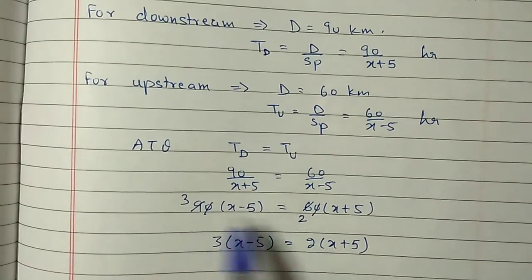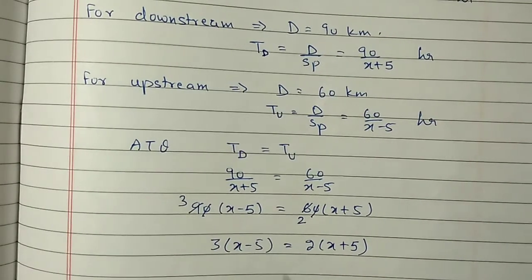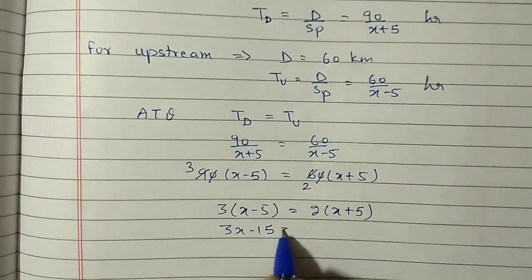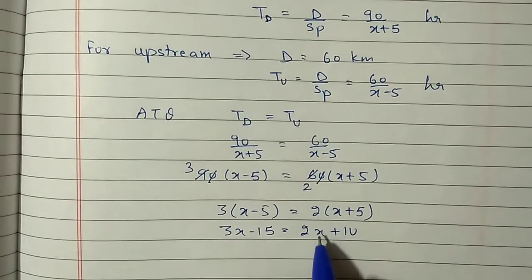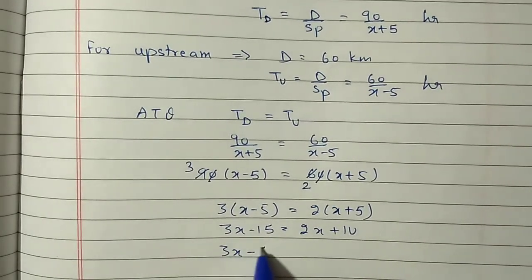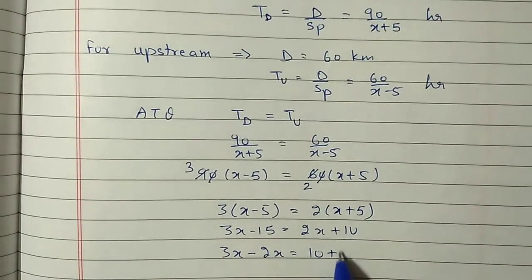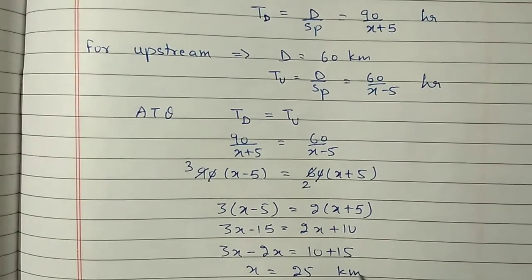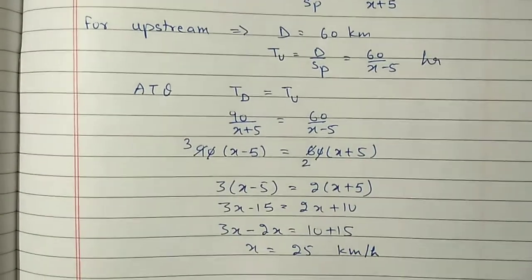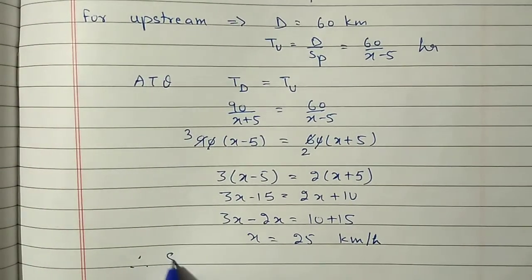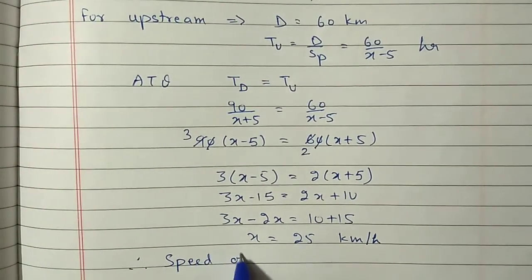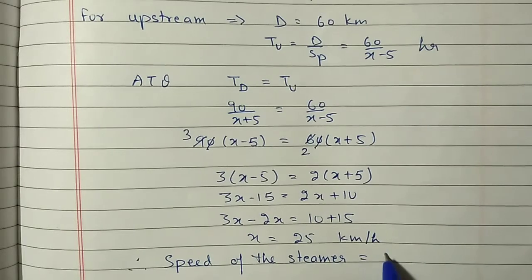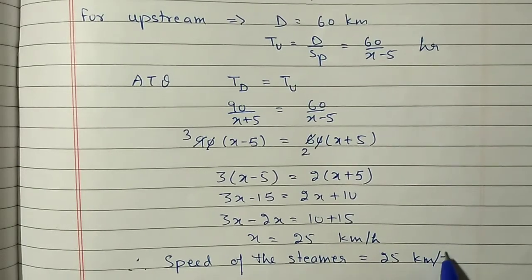If any number is the same on both sides and it is in multiplication, we can cancel it out like this also. Now 3x minus 15 is equal to 2x plus 10. 2x we can shift this side. 3x minus 2x is equal to 10 plus 15, or x is equal to 25 kilometer per hour. So the speed of the steamer is 25 kilometer per hour.